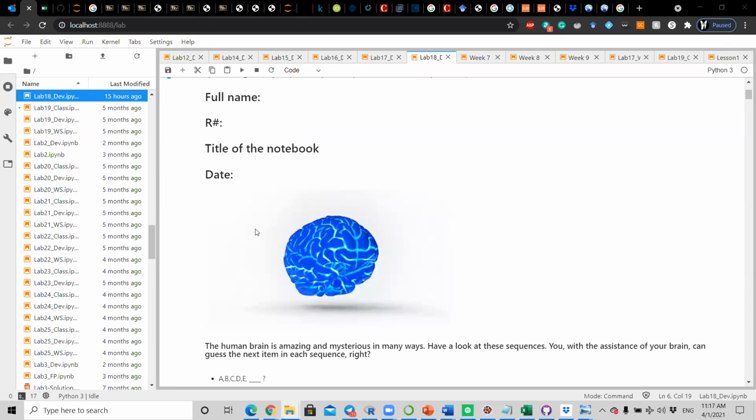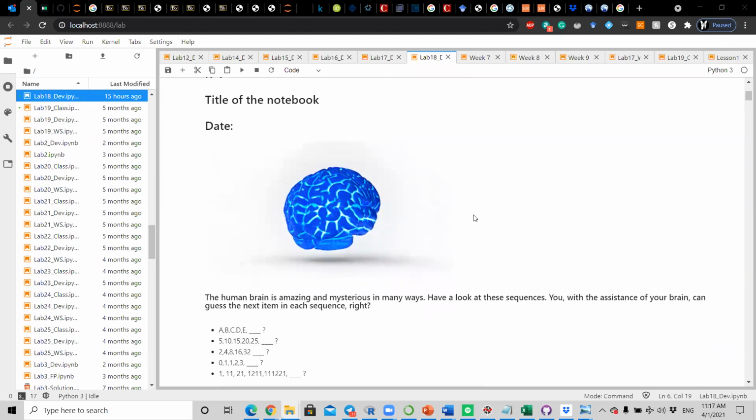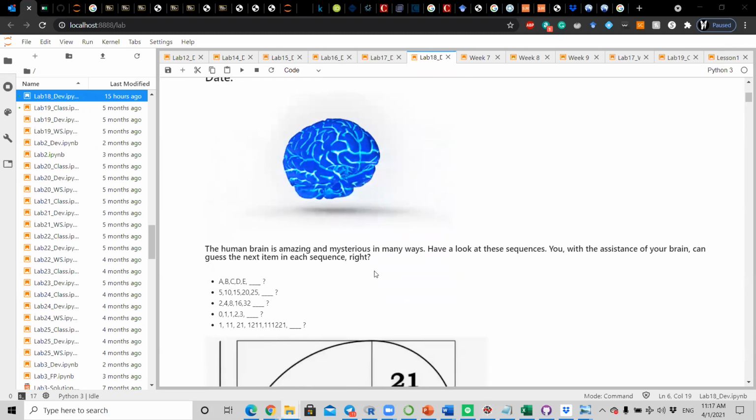Okay, let us begin with the amazing and mysterious human brain. Have a look at these sequences, and let's see if you can guess what comes next. So cast your votes in the chat box. A, B, C, D, E. What comes next?